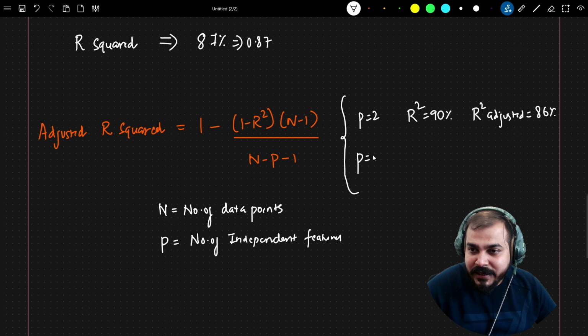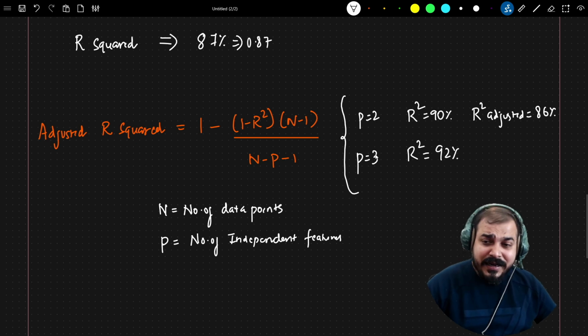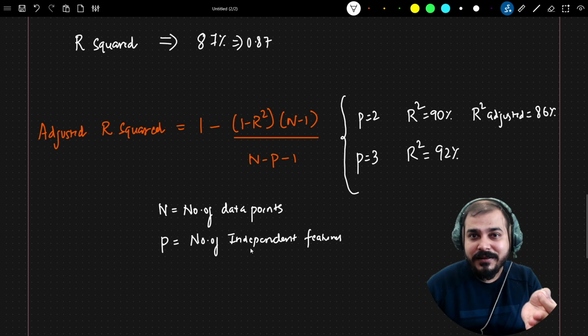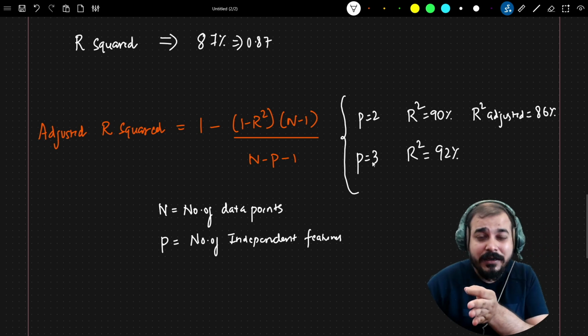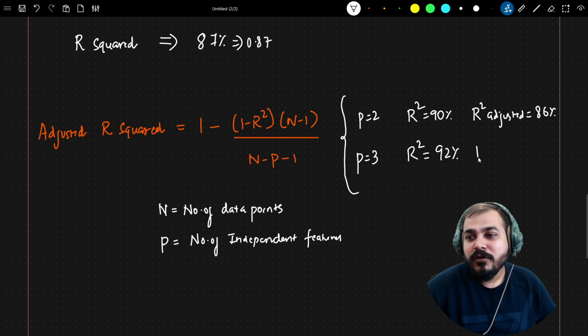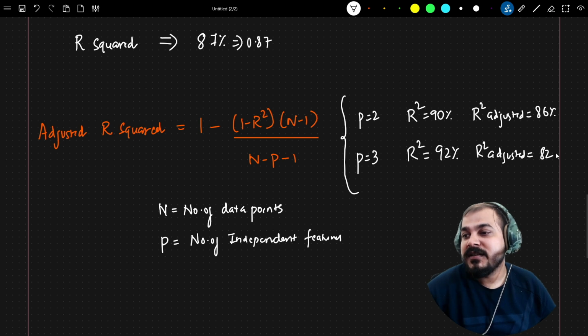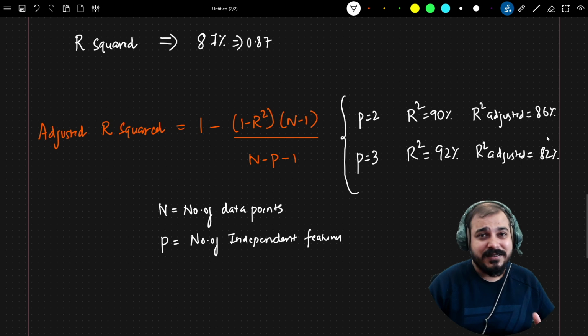Now, as soon as I increase P value, then obviously you know that we have seen that the R square value will increase. Okay, let's say the R square value has got 92%. And let's say that additional one feature that we have added, the independent feature, is not at all correlated, or it does not have a direct impact on that specific output feature. At that point of time, you will be seeing that the R square adjusted value will get reduced. It will be somewhere around 82, 83. It will be less than the previous one, that is less than the 86%.